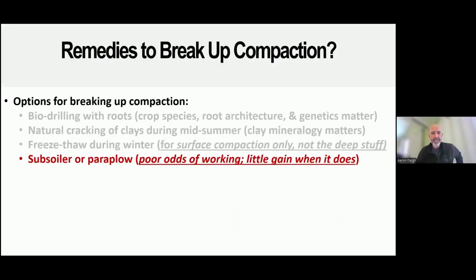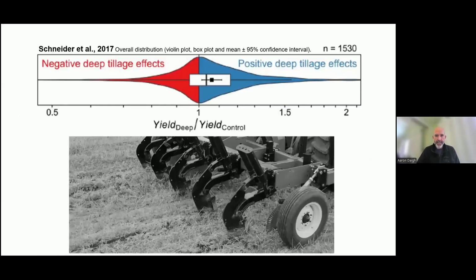And then the last thing I'll mention here is subsoiling and paraplows. So, poor odds of working and little gain when it does. I'll show this real quick. This is a nice meta-analysis, a global review of over 1,500 paired sites across the world, looking at deep tillage into compacted areas. And this graph shows deep compaction versus the yield off of the control. So a value of 1 means no gain whatsoever. 1.5 means 50% higher yields than if you hadn't done it. And then the same going the other direction here.